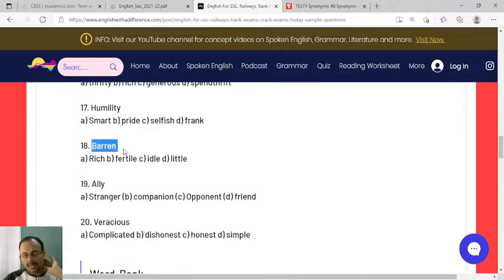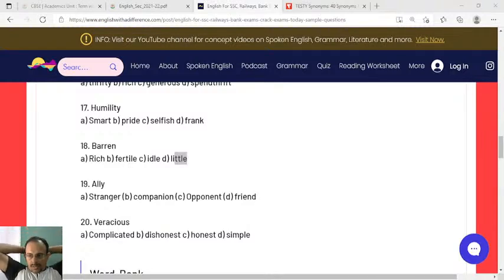Next, barren, number 18. Barren, you have to say the opposite word, remember. Barren: rich, fertile, idle, little. Number 18. Very quickly, dear students. Yes, Sahil. Opposite. The generous will be a synonym, no? Sahil, it should be the opposite, no? So careless means careful. Yes, very good. Fertile. It's correct.